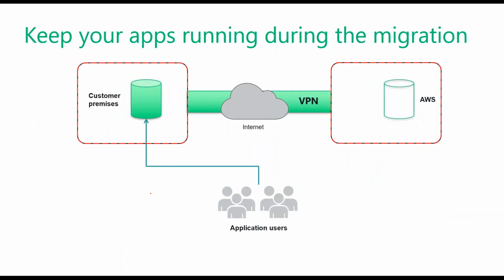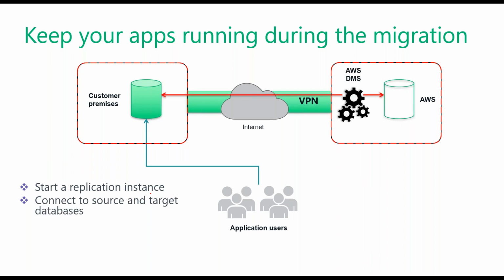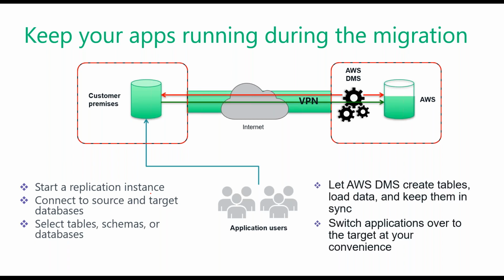DMS, Database Migration Service, allows you to essentially move your data without any kind of downtime. You create or start a replication instance. You connect to the source and target databases, so you need to have network connectivity between the two. Then finally, you select the tables and databases that you want to move over, and DMS starts copying over the data. It will create the tables, load them with data, and keep your databases in sync.